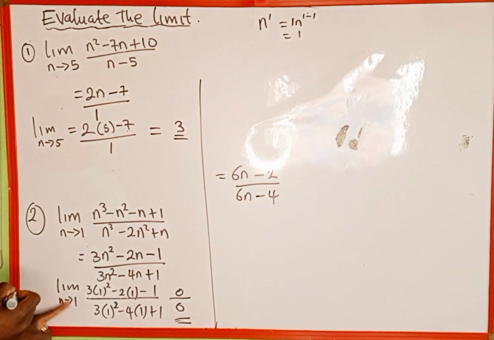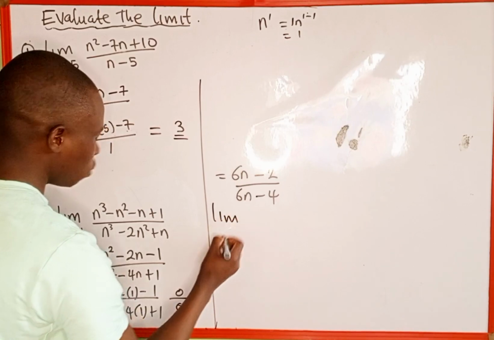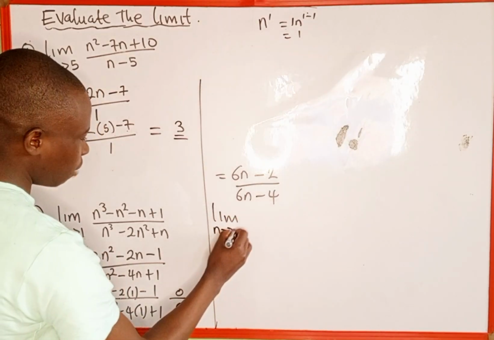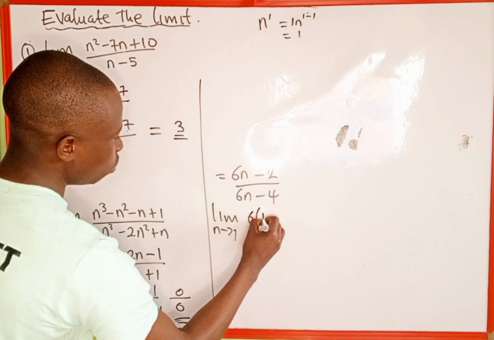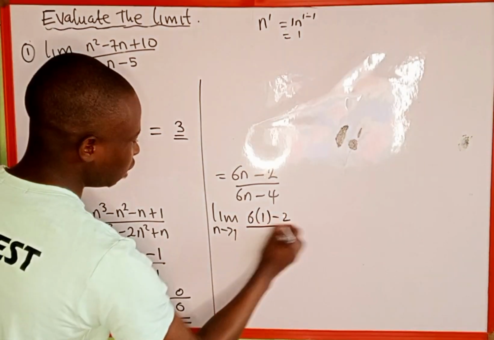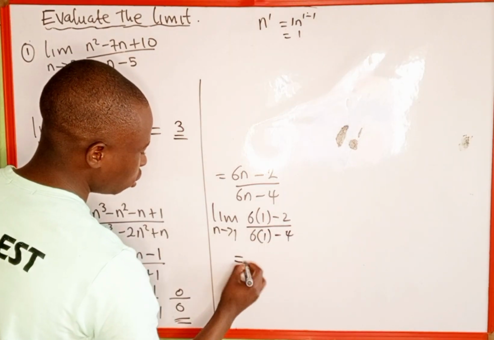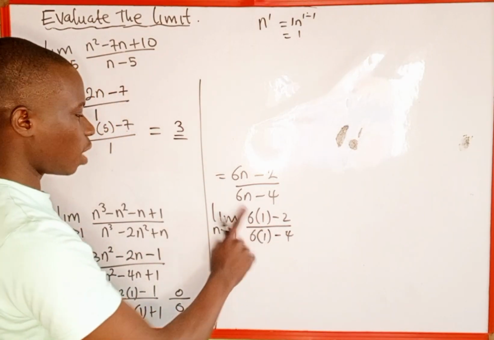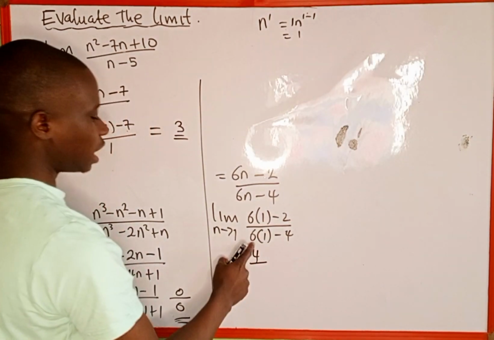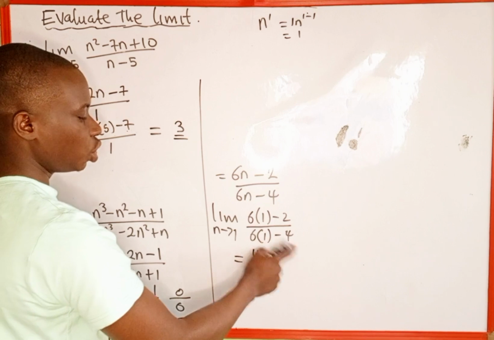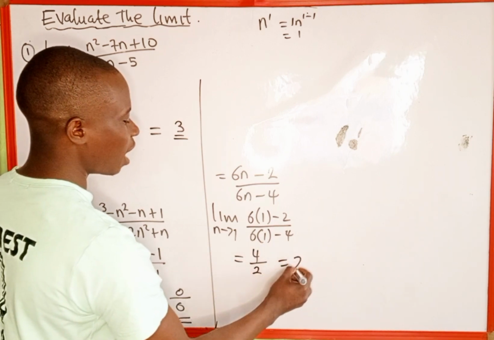Now let's replace n with 1. Let's see if it's still going to give us undefined. So the limit as n approaches 1 of what? 6, then in place of n we replace 1, minus 2, then divided by 6, in place of n we replace 1, minus 4. So this is going to be equal to 6 multiplied by 1 is 6. Then 6 minus 2 is going to give us 4. Then divided by 6 multiplied by 1 is 6. 6 minus 4 is going to give us 2. 4 divided by 2 is the same as 2.